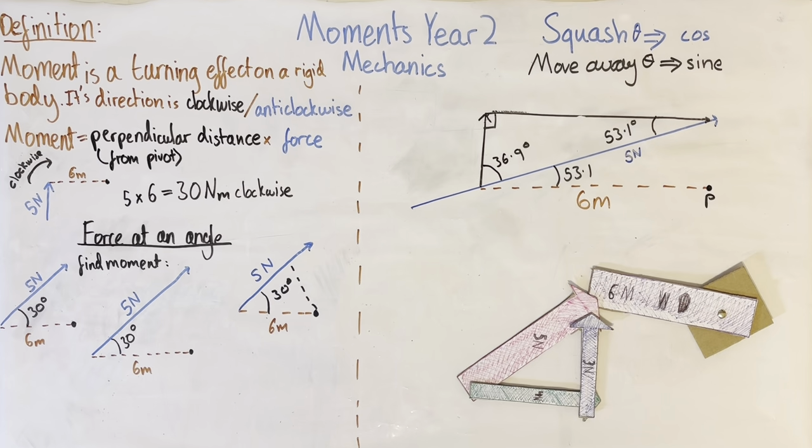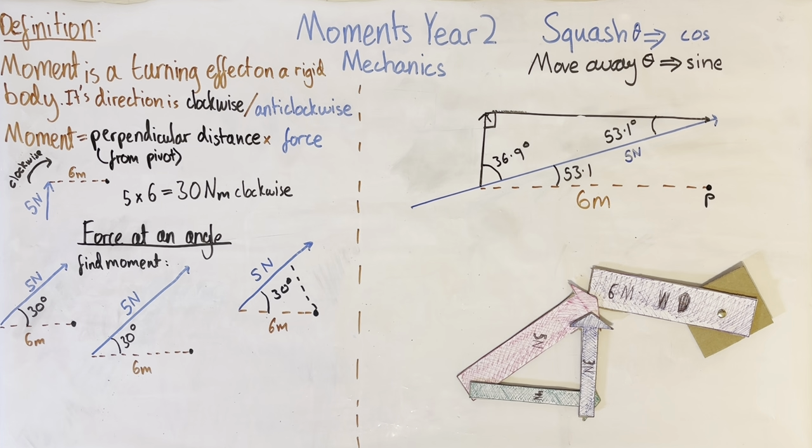Moments. This is something we would have already touched upon in GCSE, but we're going to expand upon in the A level. As always, let's start with the definition. A moment is a turning effect on a rigid body. Its direction is clockwise or anti-clockwise. And the formula for a moment is the perpendicular distance from the pivot times by the force.